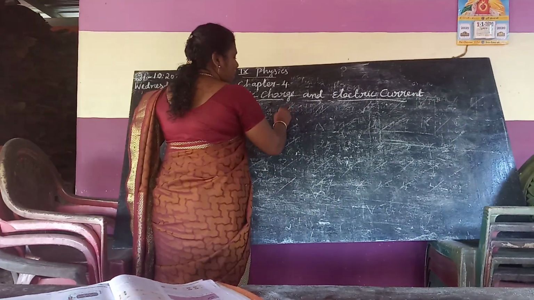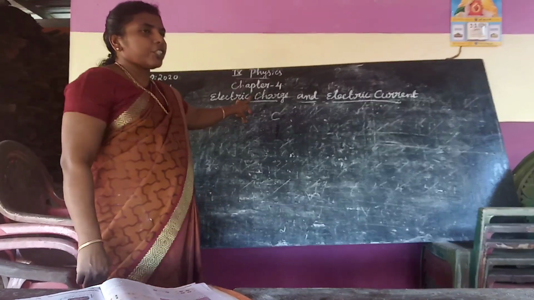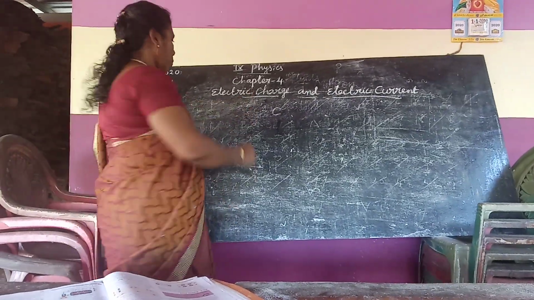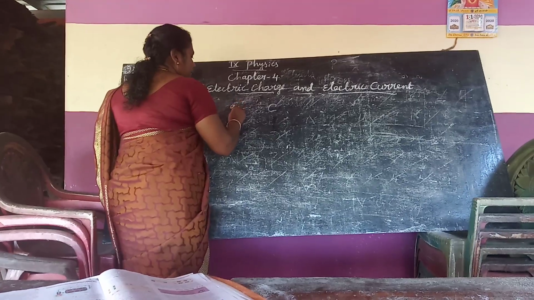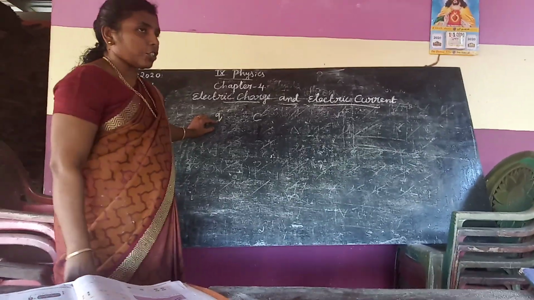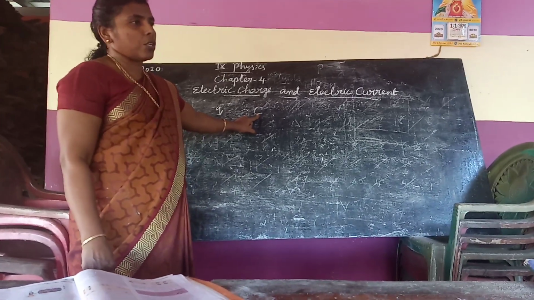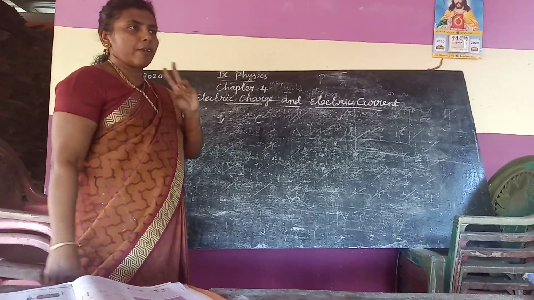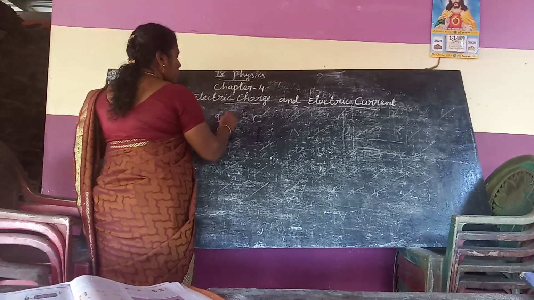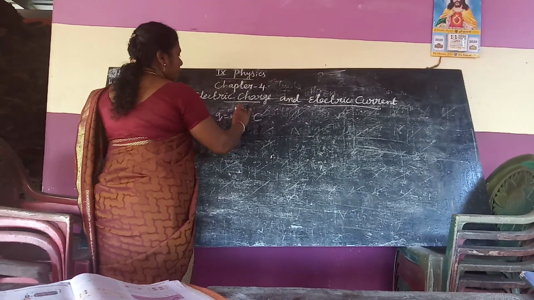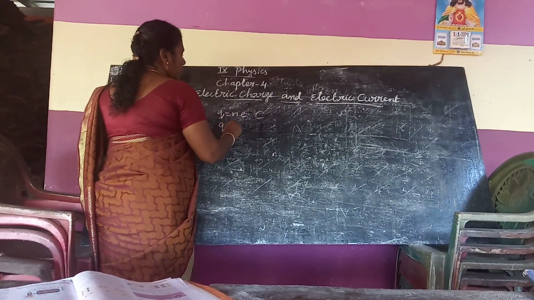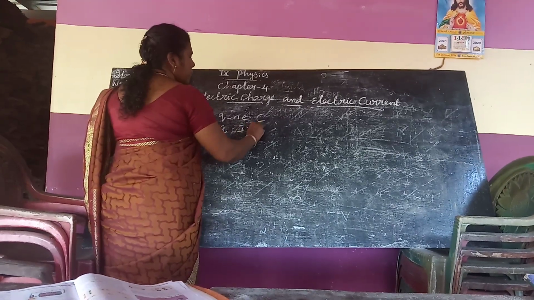Coulomb is the unit of electric charge, and electric charge is denoted by the letter Q. Then two formulas we have learned. One formula is Q equal to NE. Another formula is Q equal to I into T.